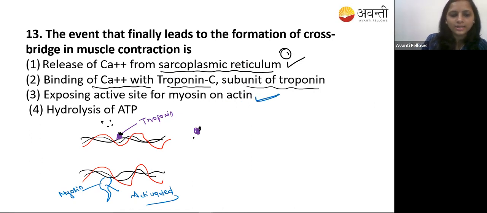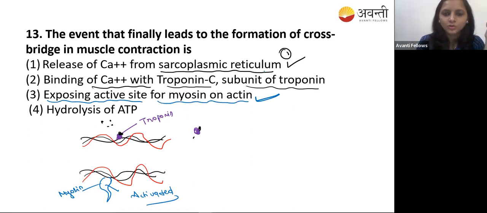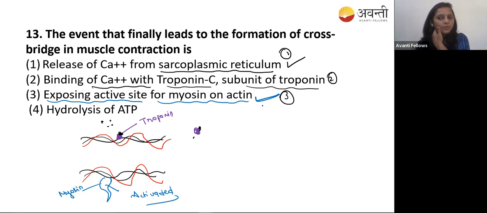In option 3, what they are telling is exposing the active site for the myosin on the actin, right? So this is the first step. And the second step, what will happen? The calcium will come and bind to the troponin, and the active site is open, right? Now the active site is open. Now the myosin head, which is activated, will bind to the active site of the actin, right? So this is the second step and this is the third step. So the third option is the correct answer. The other options are wrong.